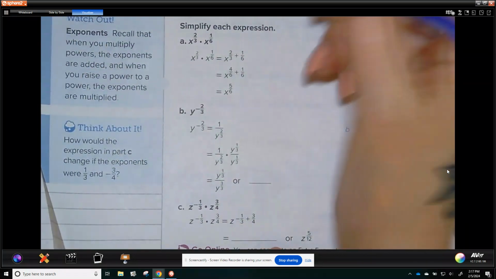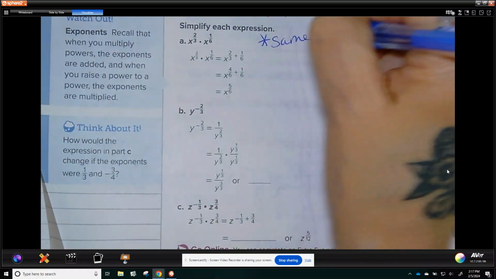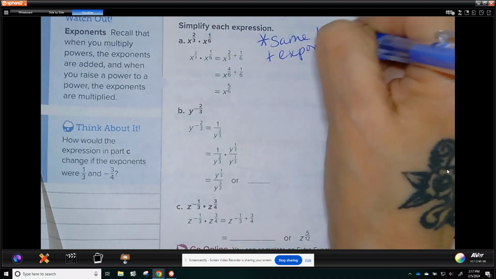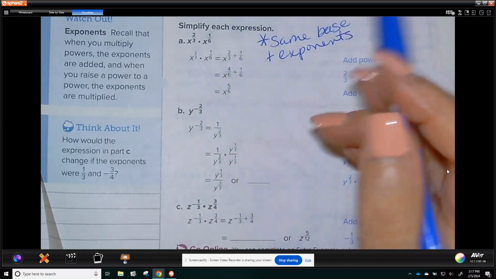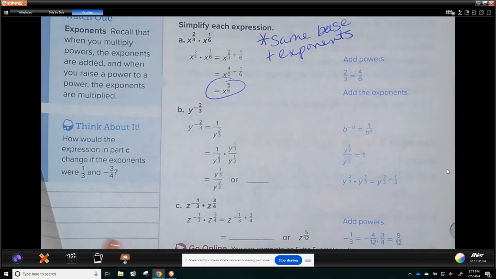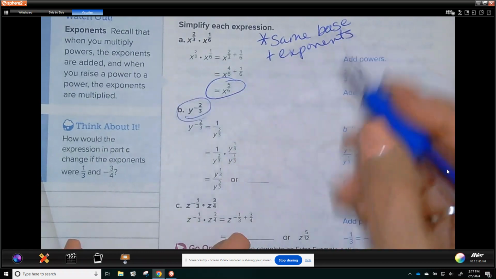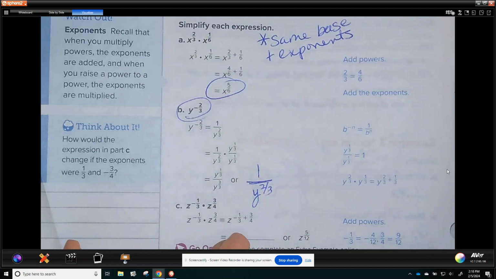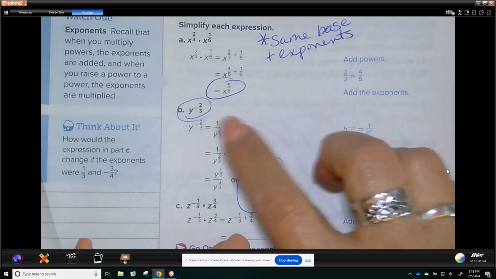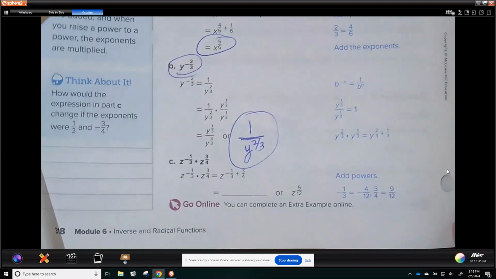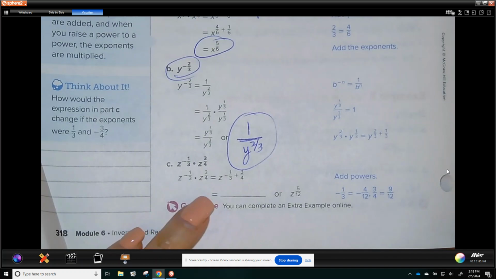Like our other properties, when you multiply same base, you add exponents. And in order to add rational numbers or fractions, you have to get a common denominator, which in this case is 6. This one is a negative, so all I would do is move it to the denominator and make it a positive. So I'd stop there. They actually added 1 as a fraction to move it, but that's okay.